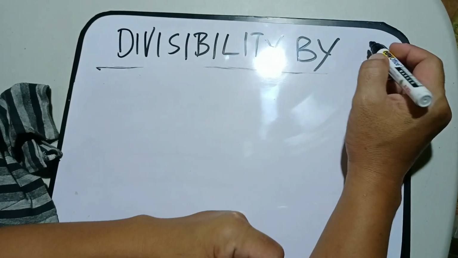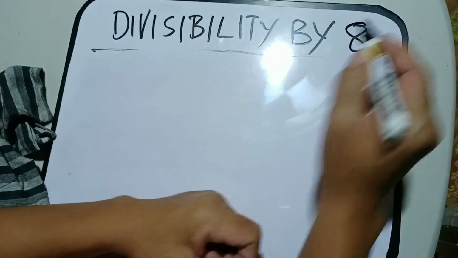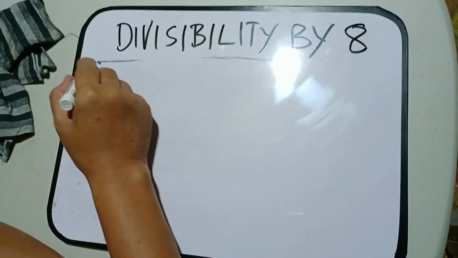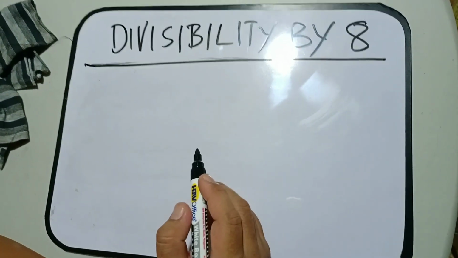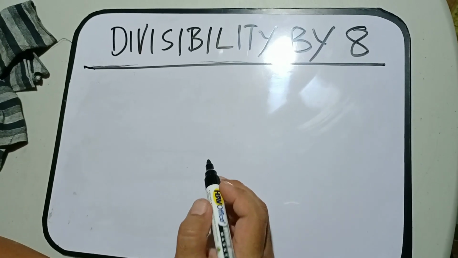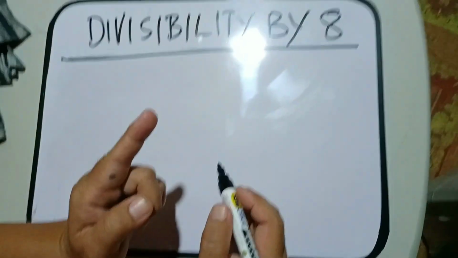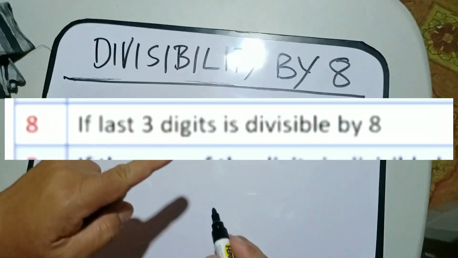Go. Now, punta naman tayo sa divisibility by 8. Okay, yung divisibility by 4 and by 8 ay almost the same. Okay, meron lang konting pagkakaiba. Divisibility by 8, eto yon.